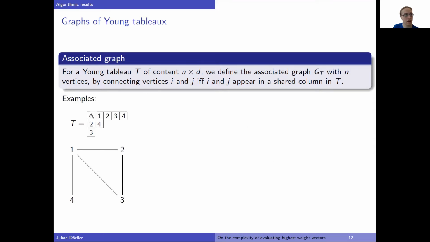So for example, here, 1, 2, and 3 are all in the first shared column. So this forms this clique on 1, 2, and 3 here. 1 and 4 are connected because they share an edge, and then 2, 3, and 4 don't have an edge each because there's nothing sharing here. Even if there were more columns with 1 and 2 containing both of those, there would still only be one edge. So this is not a multi-graph, it's just a simple graph.